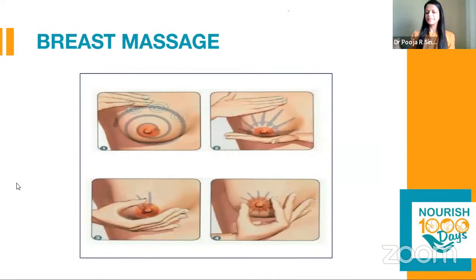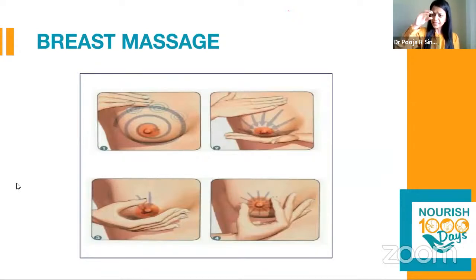The massaging technique again is varied. There are different steps to massage. One technique is using a circular motion with the flat part of the fingers, making concentric circles, bringing it towards the breast. Second is using a sort of combing action of the hands to massage the breast.